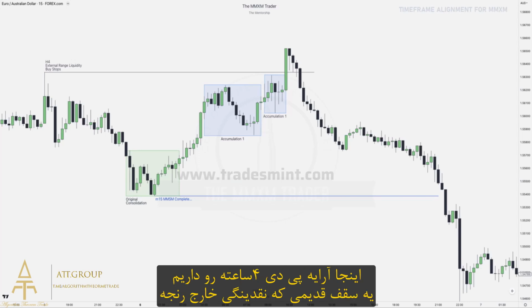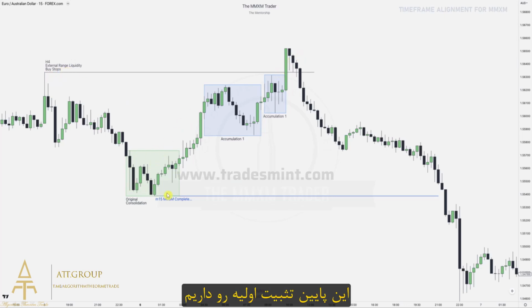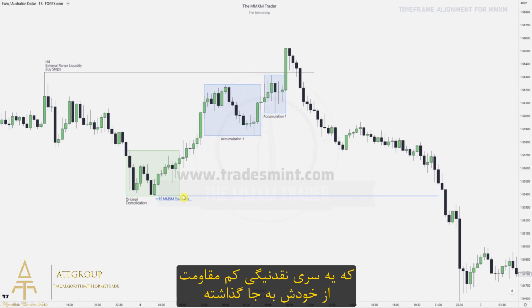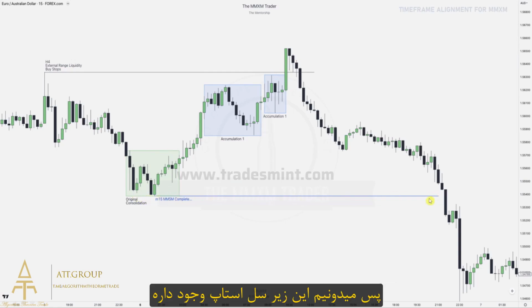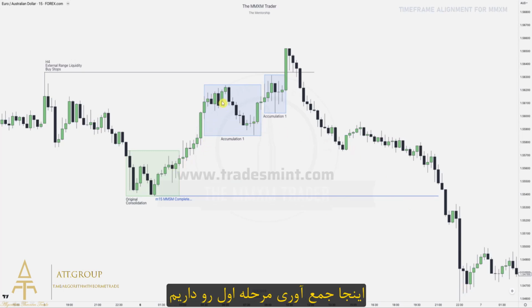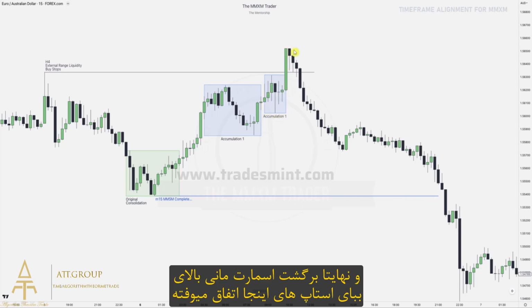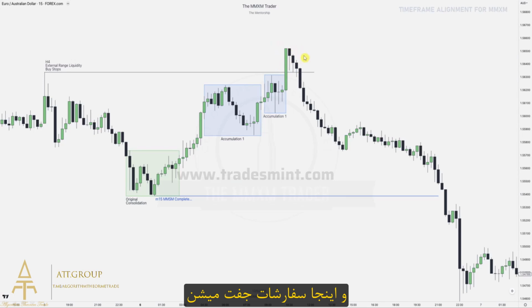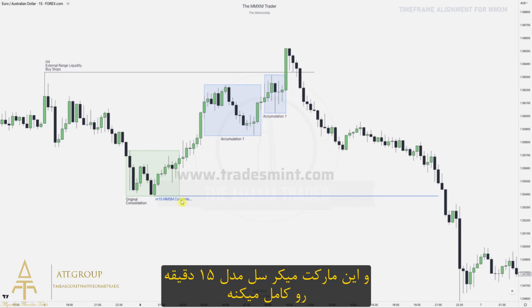It is all fractal. So 4-hour PD array above an old high, external range liquidity. Original consolidation down here. We're leaving some low resistance liquidity, right? So we know sell stops are resting below here, and the draw on liquidity was way lower, right? The daily or that 4-hour fair value gap in discount. We had accumulation phase 1 happening over here, accumulation phase 2, and then eventually smart money reversal above buy stops, right? Order pairing again, continuing down lower, lower, lower, completing this market maker sell model on a 15-minute time frame.